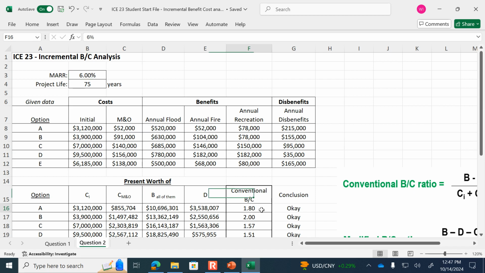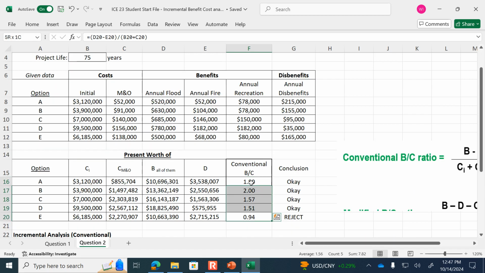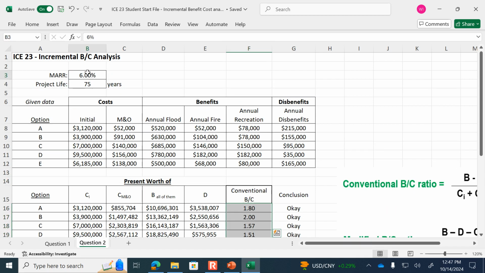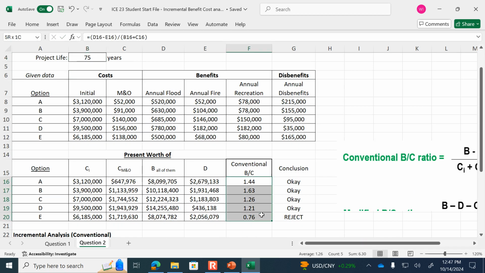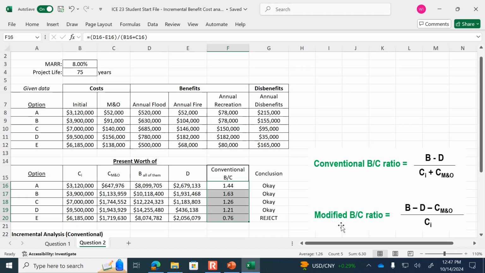So acceptable means greater than 1 for these. And so we start at 6%. What if we had 8%? All right, there's still an acceptable option if rates go up to 8%. What if rates go up to 10%? Still an acceptable option. 12? Okay, we're starting to lose alternatives as the interest rates go up.